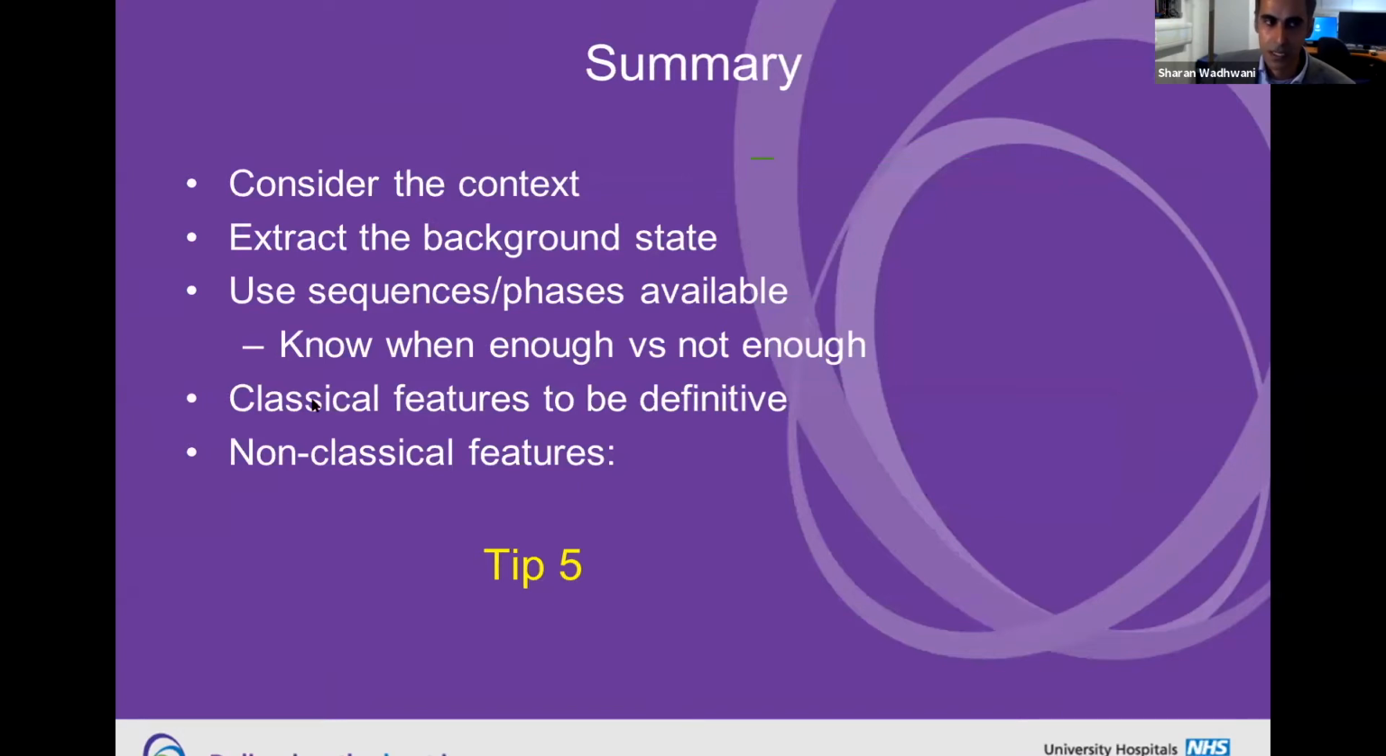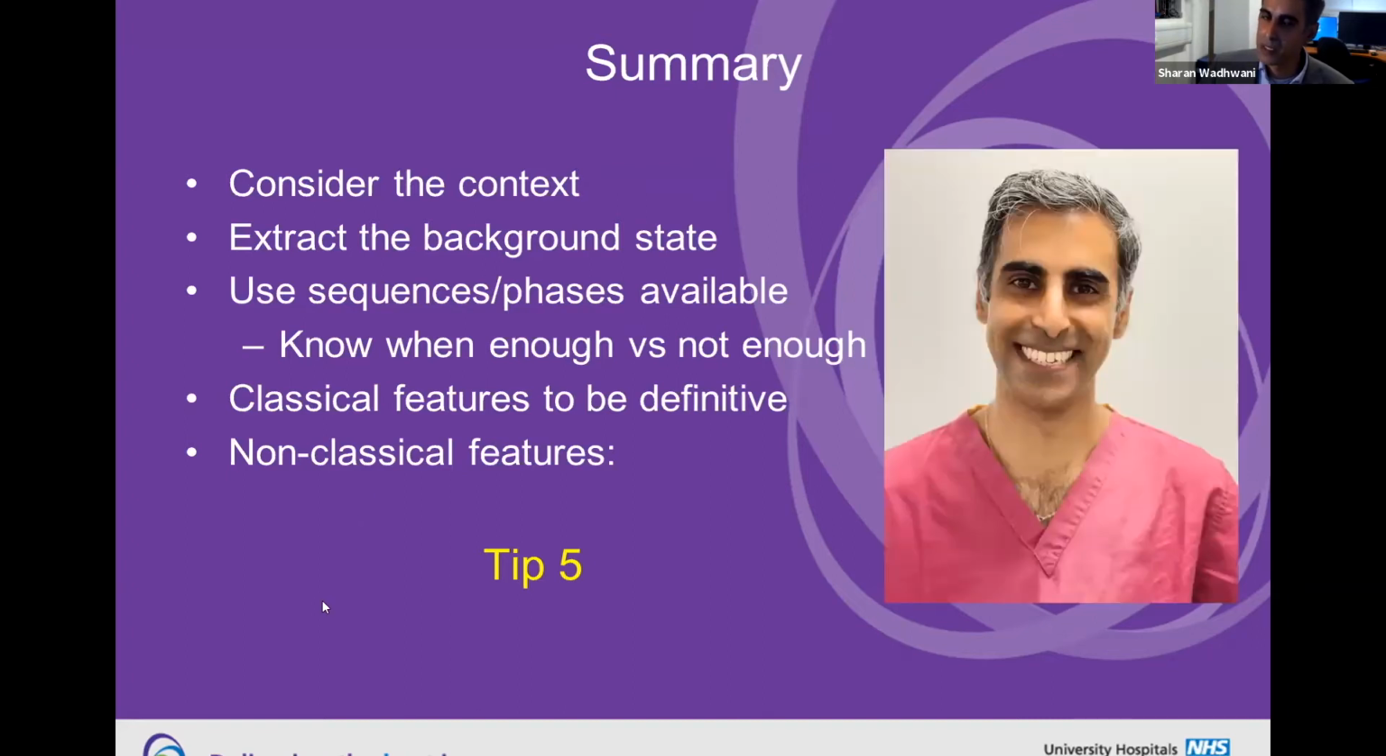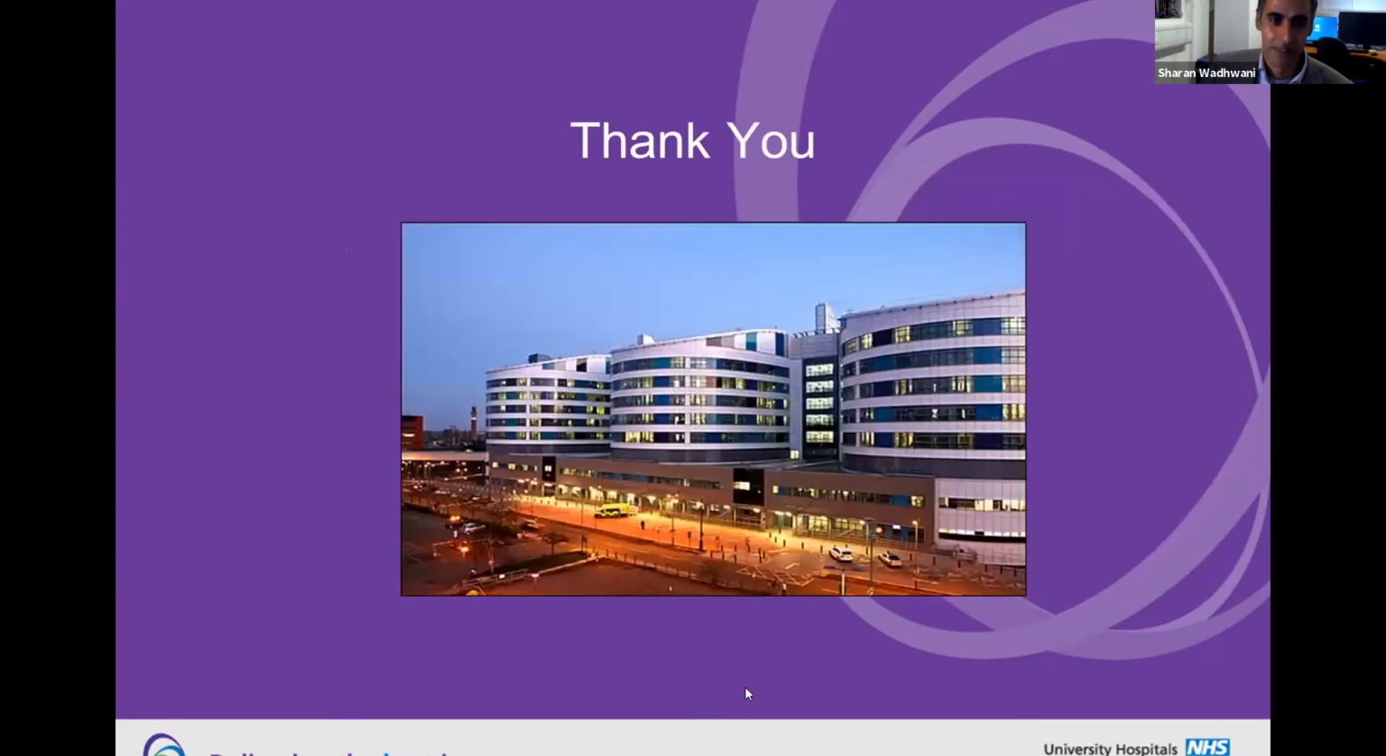So just to summarize, we've got to consider the background context. We've got to think about the background state of the liver, and you've got to pick out that information from what's in front of you. Use the sequences in a sequential way, but know when you've got enough and know when you need some more, okay? Classical features are great. When we Google patterns of enhancement and such like, if it fits to that honestly and well, great. But if you've got non-classical features, always question it. And tip 5, the final tip is, if you get to that point where you've got non-classical features and you're not really sure, you can't finalize it, get a friendly radiologist. That's what we're there for. Okay. Very much.